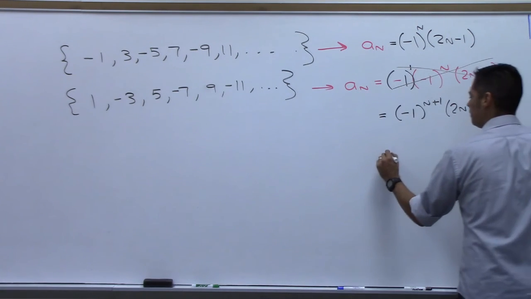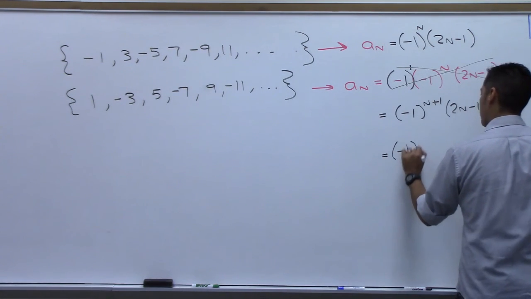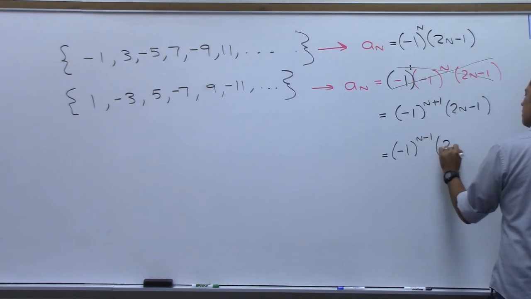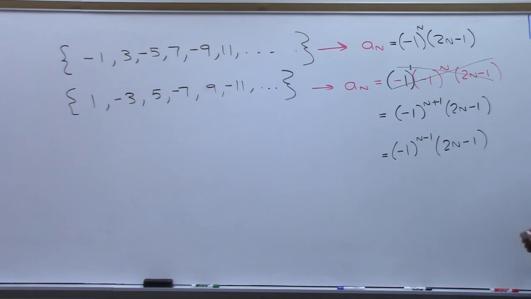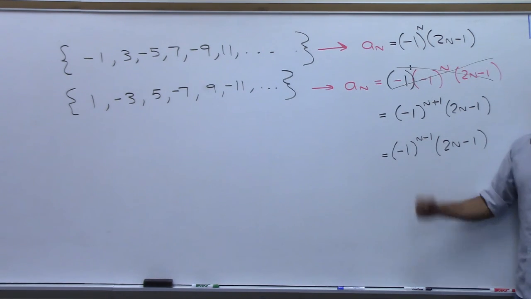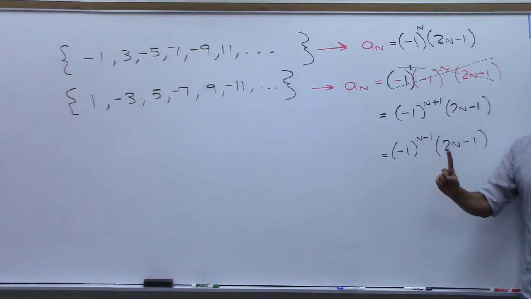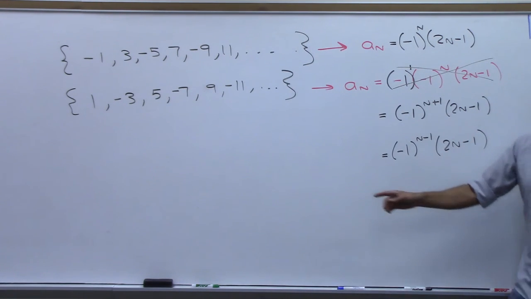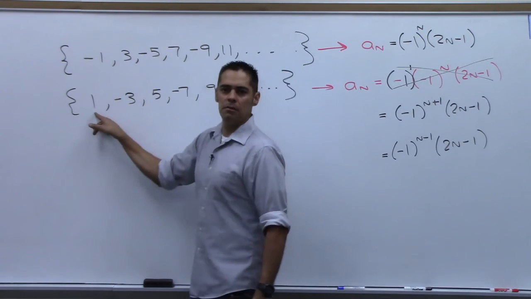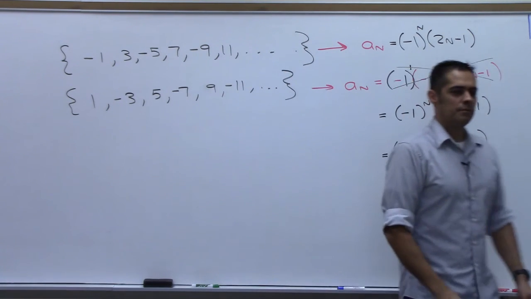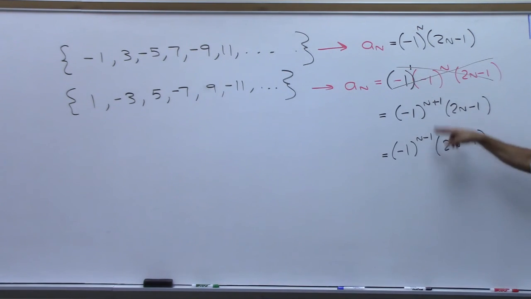Would this have worked? So plug in 1, what do you get? 0. What's negative 1 to the 0? 1. So you'd have a positive in front, right? So either one of these would have worked, right?